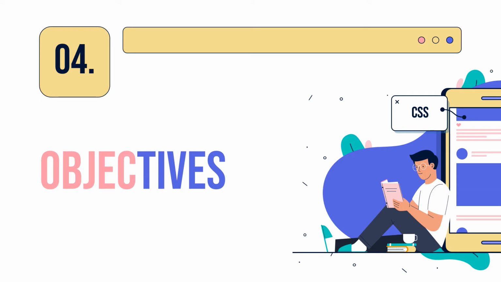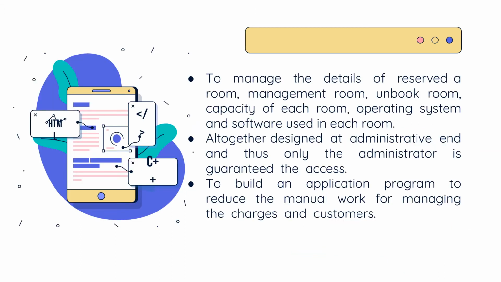What are the objectives? There are three objectives given. Firstly, to manage the details of reserved rooms, management rooms, unbooked rooms, the capacity of each room, the operating system, and the software used in each room. Secondly, the system is designed for administrative use, and thus only the administrator is guaranteed access. Thirdly, which is also the last one, to build an application program to reduce the manual work for managing the charges and customers.